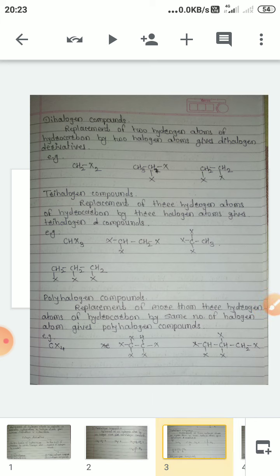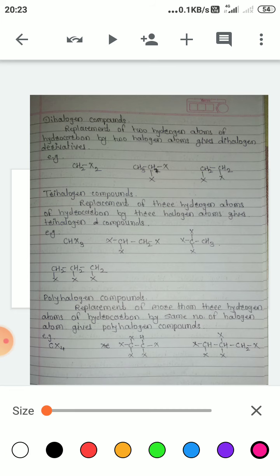Okay, next one is dihalogen compounds. Now the replacement of two hydrogen atoms by two halogen atoms gives dihalogen compounds, or replacement of two hydrogen atoms by two halogen atoms of hydrocarbons gives dihalogen derivatives.